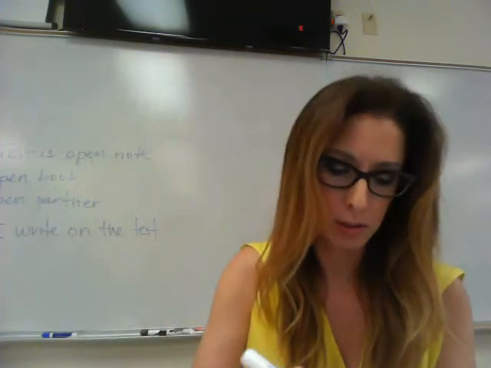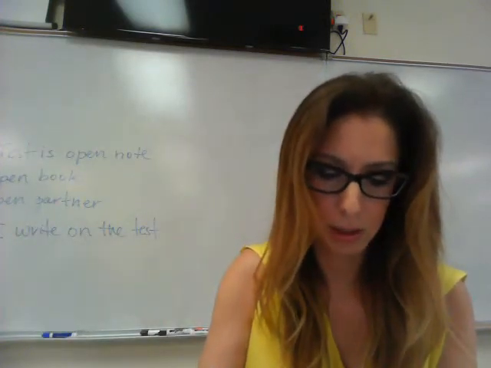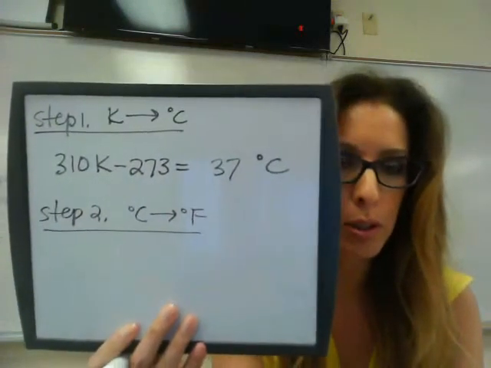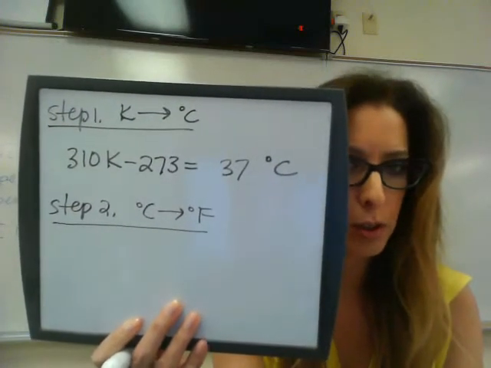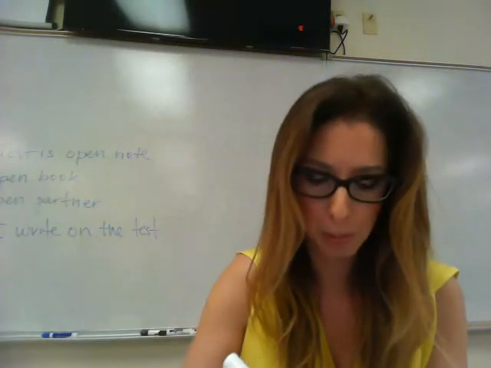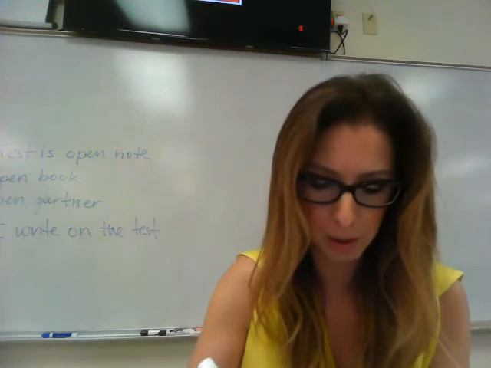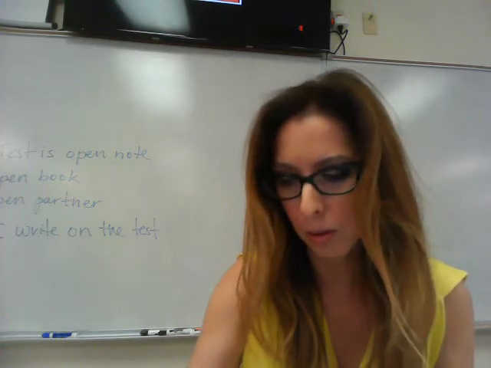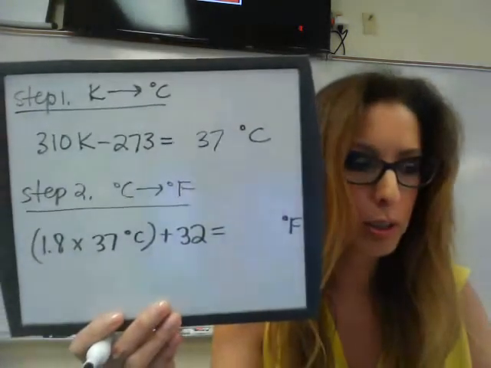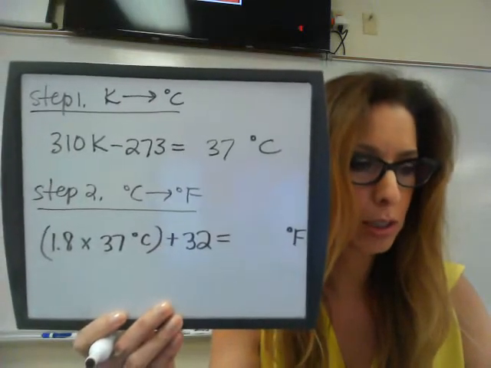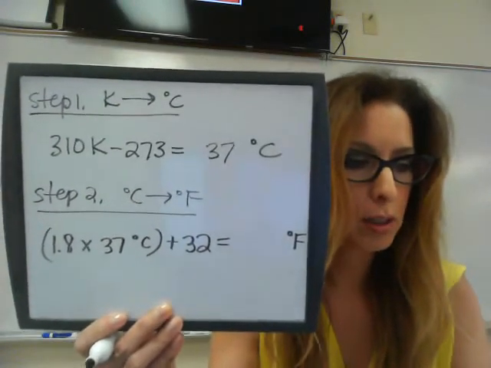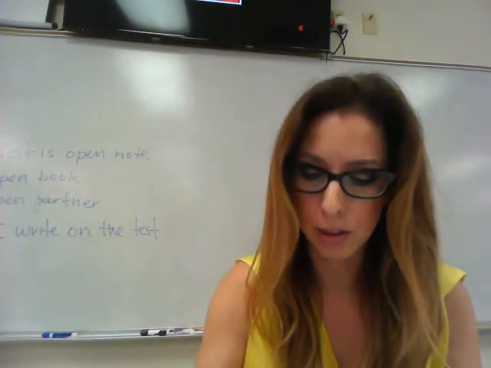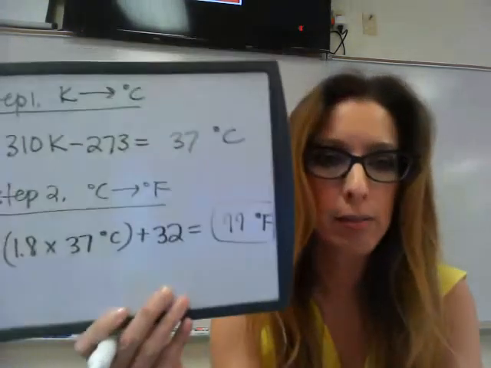Okay? Now, step number 2. You've got to convert degrees Celsius to degrees Fahrenheit. So we're going to use a different equation. We're going to put 37 degrees Celsius down, and multiply it by 1.8. So 1.8 times 37 degrees Celsius, and then we're going to add 32, and that's going to give us degrees Fahrenheit. So 1.8 times 37 plus 32 is 98.6. So we're going to round that up to 99 degrees Fahrenheit. And that's your final answer. Okay?